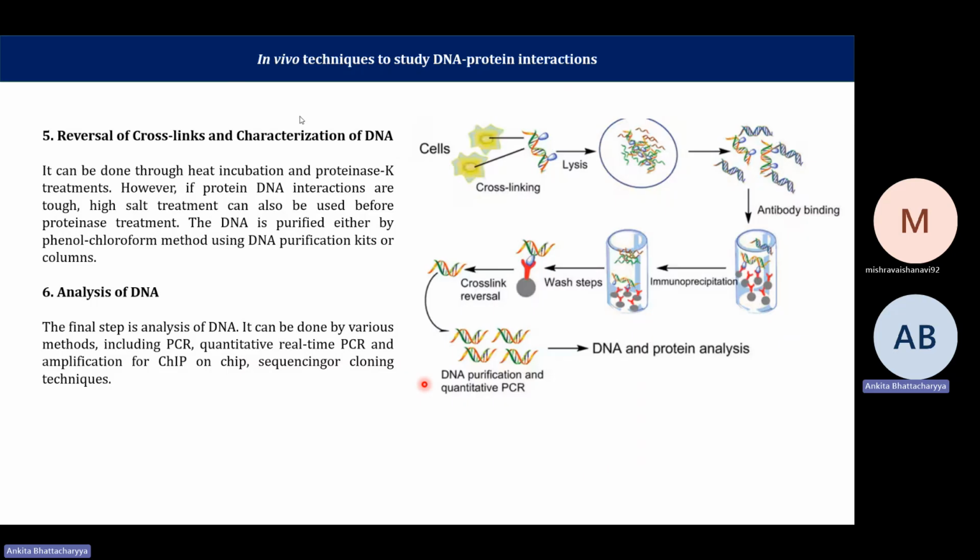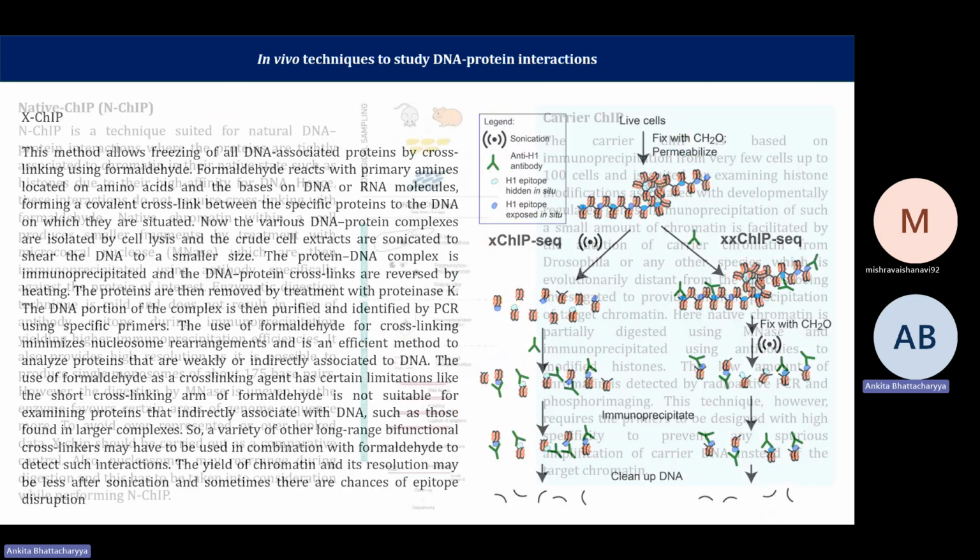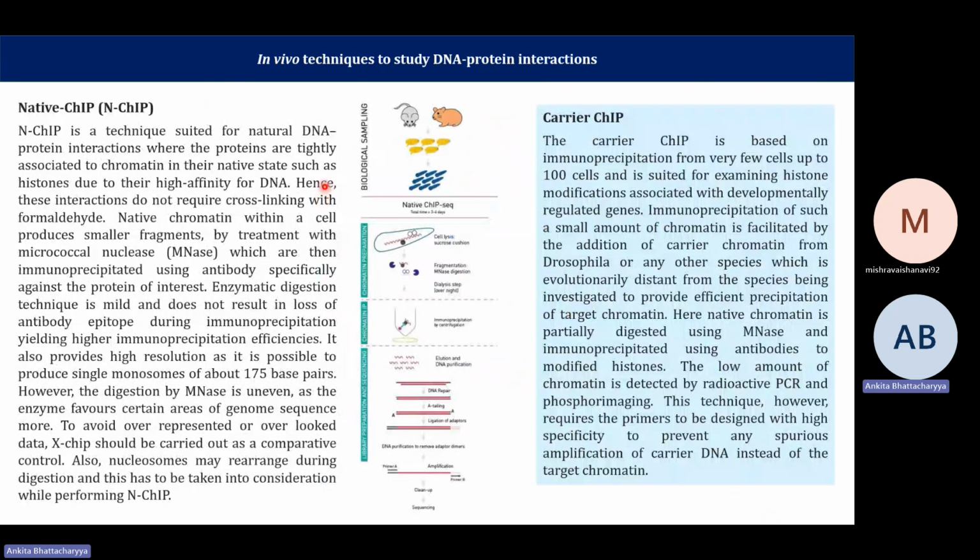Finally, you analyze the DNA sequence that is present using PCR, ChIP qPCR, or amplification by ChIP-on-chip, sequencing, or cloning techniques, etc. So this shows you again the same thing. Then I showed some variations, X-ChIP, which is most commonly used. I'll not get into that. You can read it once I share the slides.